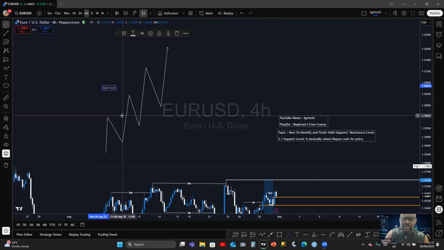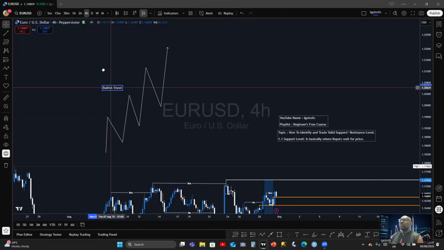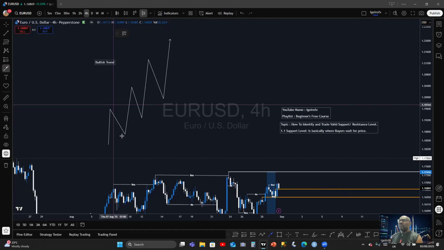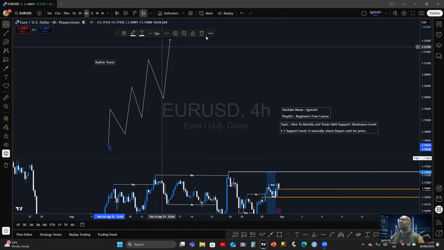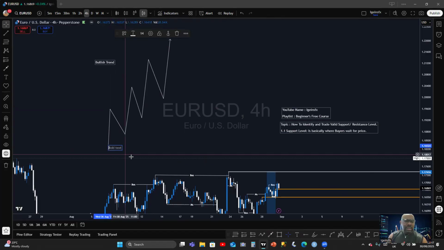So I'm giving you guys a scenario again so that you understand it better. This one now is a bullish trend. So you now see from here, this very point here is a support level.